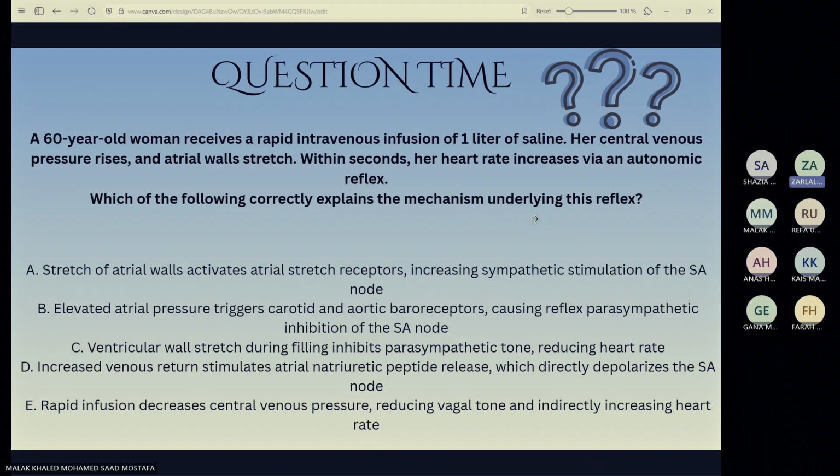Okay, a question. A 60-year-old woman receives a rapid intravenous infusion of 1 liter of saline. Her central venous pressure rises, her atrial walls stretch, and within seconds, her heart rate increases through an autonomic reflex. Now, which of the following explains the mechanisms underlying this?